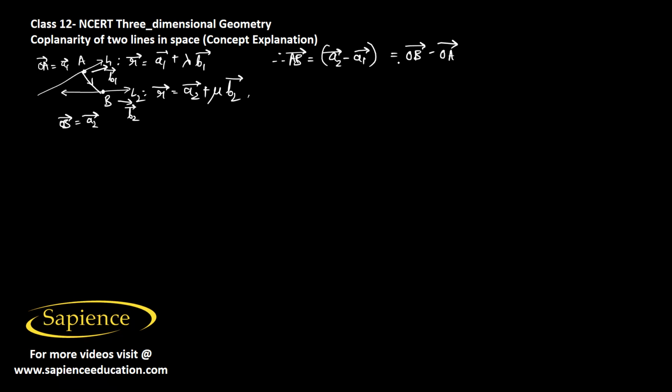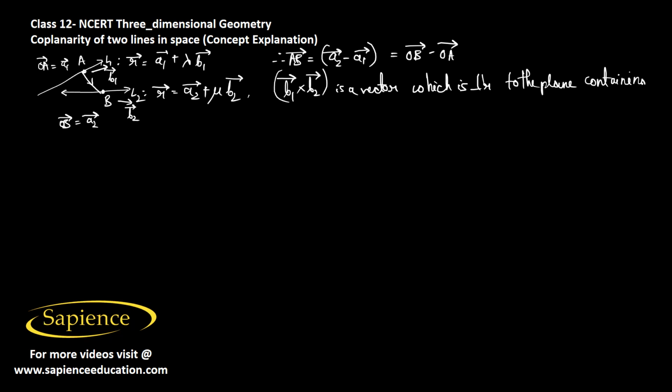So here the lines are coplanar. So here b1 vector cross b2 vector we have to find. So b1 cross b2 vector is a vector which is perpendicular to the plane containing the vectors b1 and b2. So b1 cross b2 is a vector which is perpendicular to the plane containing the lines L1 and L2.